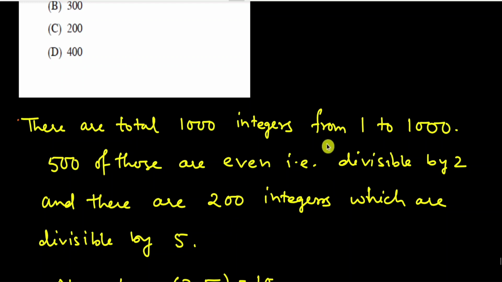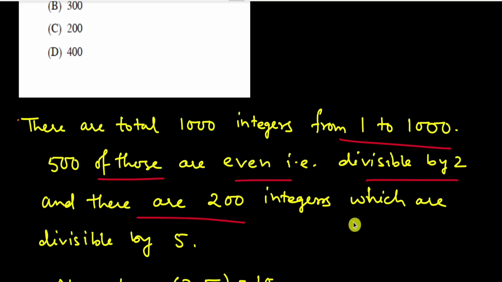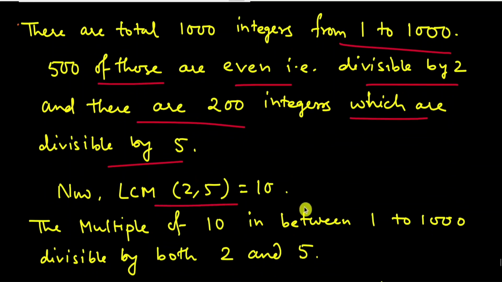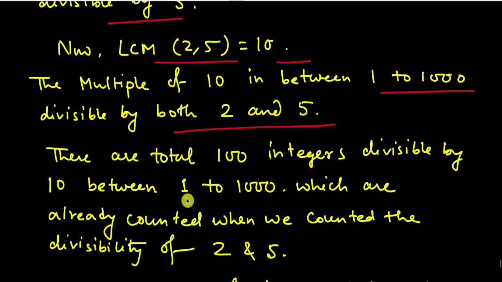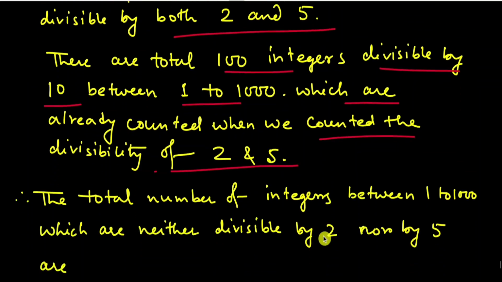There are total 1000 integers from 1 to 1000. 500 of these are even, that is they are divisible by 2, and there are 200 integers which are divisible by 5. Now LCM of 2 and 5 gives 10. Therefore the multiples of 10 between 1 to 1000 are divisible by both 2 and 5. Therefore there are total 100 integers which are divisible by 10 between 1 to 1000, which are already counted when we counted the divisibility of 2 and 5.